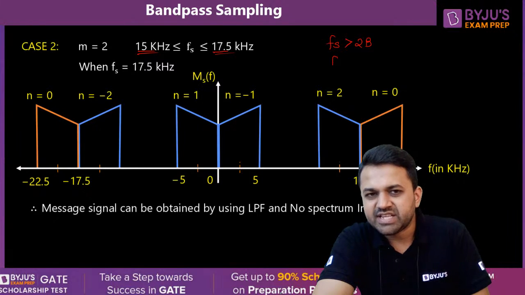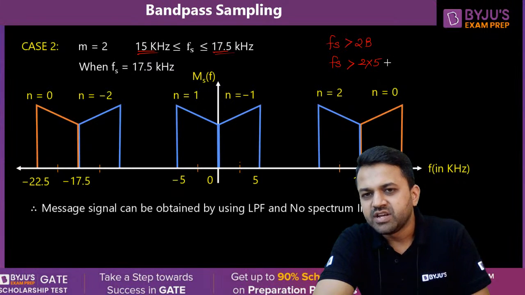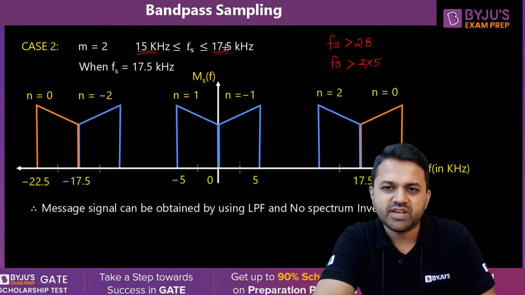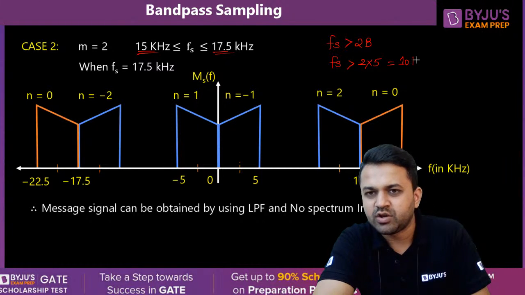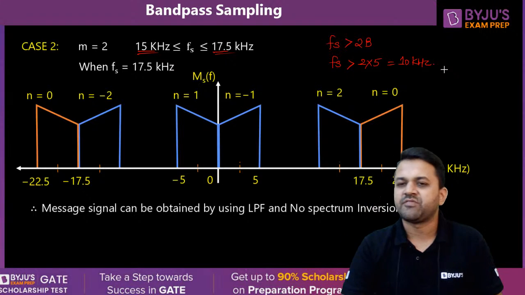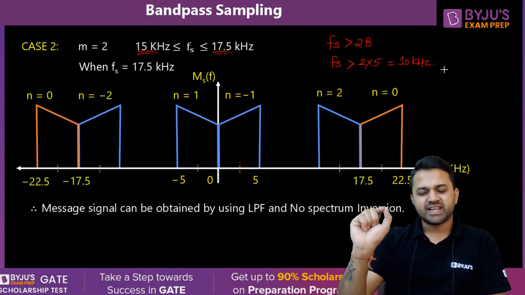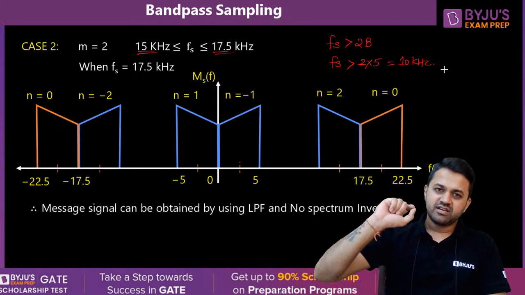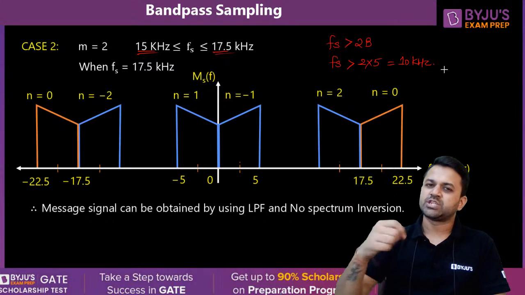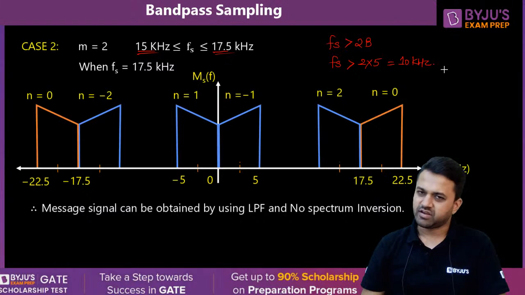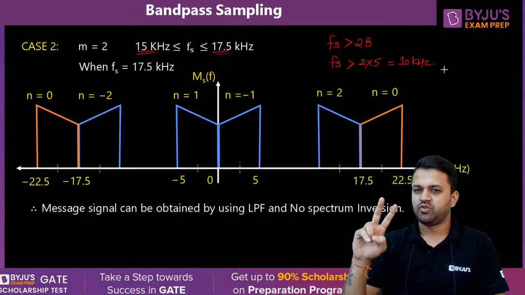So here, what is the value of B? The value of B is 2 into 5. So Fs should always be greater than 10 kilohertz. Whatever sampling frequency you choose, it should always be greater than 10, and the value of sampling frequency should be such that the message signal can be recovered. So these two conditions we have to follow.